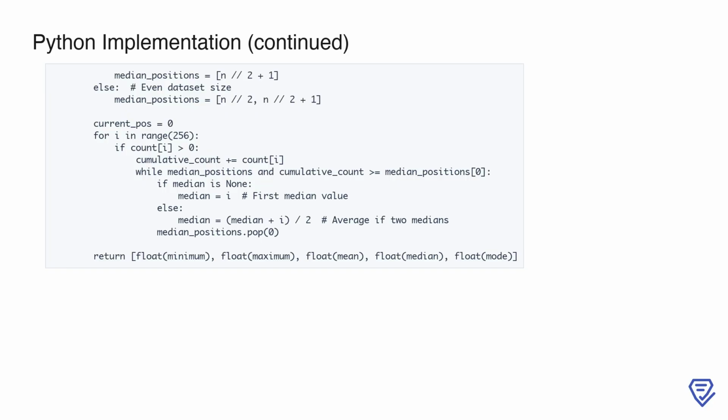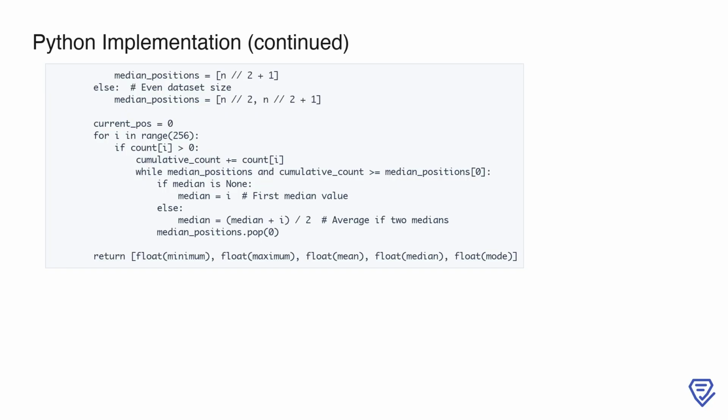Next, we begin another loop through all 256 values, using cumulative_count to track the running total of counts as we progress. For each value with a non-zero count, we add its count to cumulative_count. While there are still positions left in median_positions and cumulative_count is greater than or equal to the next median position, we determine the median. If median has not been set yet, we assign the current value to it. Otherwise, since we're dealing with an even dataset, we calculate the average of the two middle values. Once a position in median_positions is processed, we remove it.